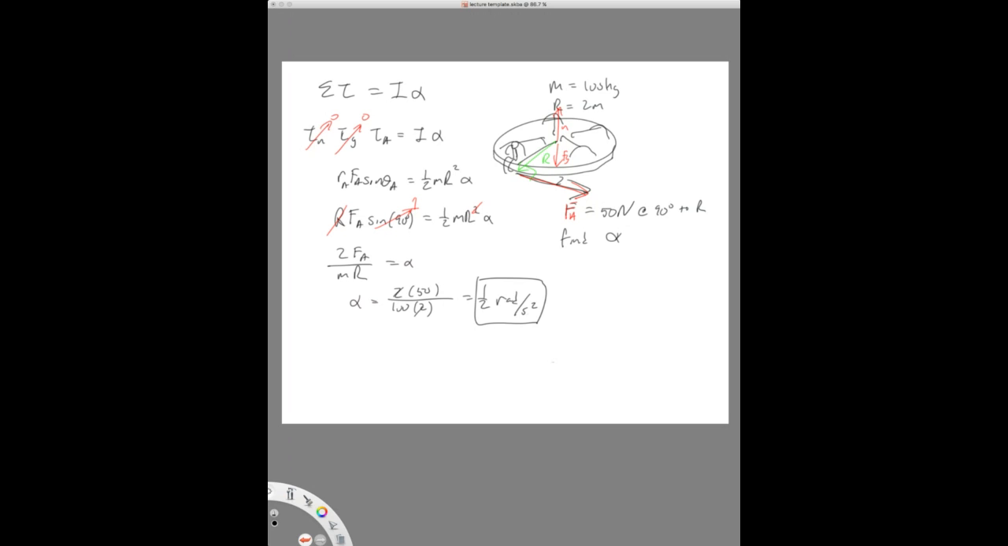Okay, so let's do exactly what Haley is asking about. Suppose we have a pulley, and from the pulley we hang a couple of objects.